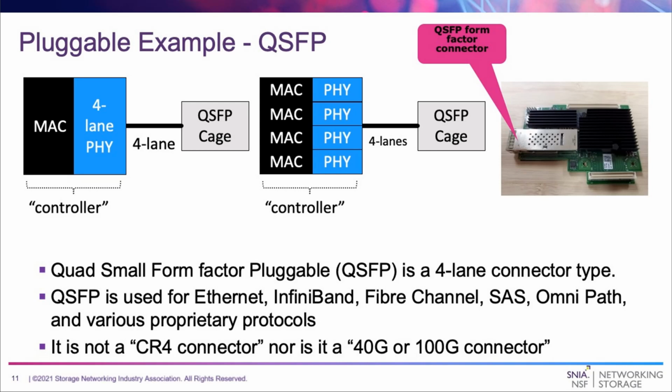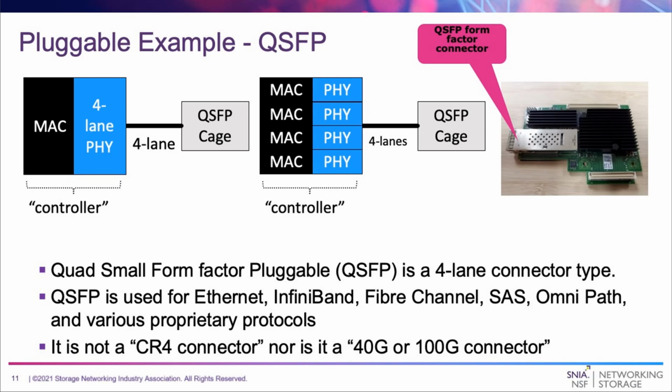The other common connector form factor is the QSFP, and this stands for Quad Small Form Factor Pluggable, QSFP. It's a 4-lane connector type, and 4-lane means that it holds 4 lanes of media. It can be used with a 4-lane physical PHY, as shown on the left-hand side, where all 4 lanes go to the cage, or in the middle, you can see that this is 4 different single-lane PHYs that go to the QSFP cage. So this can be used in a couple different ways.